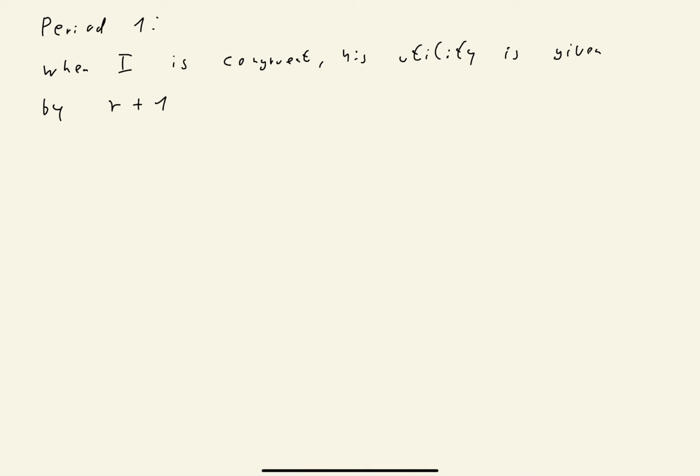And if he is congruent and he chooses policy A, he will be re-elected with certainty in the second period. So he will again get R plus 1, but this will be discounted by delta. So in total, his utility is 1 plus delta times 1 plus R.